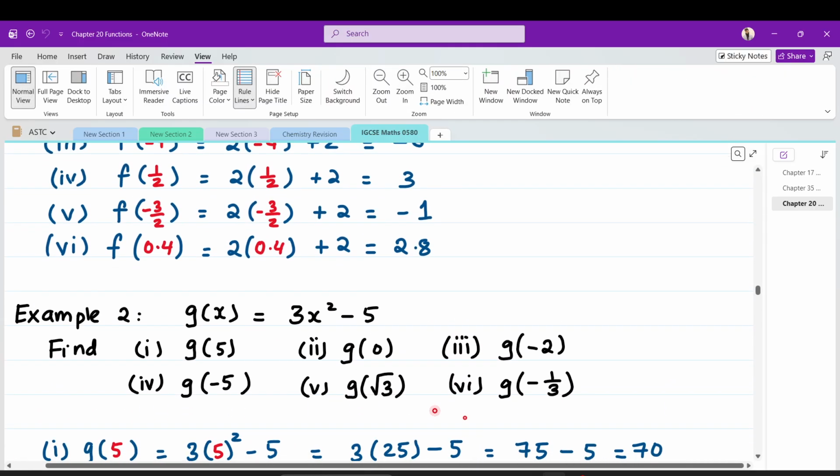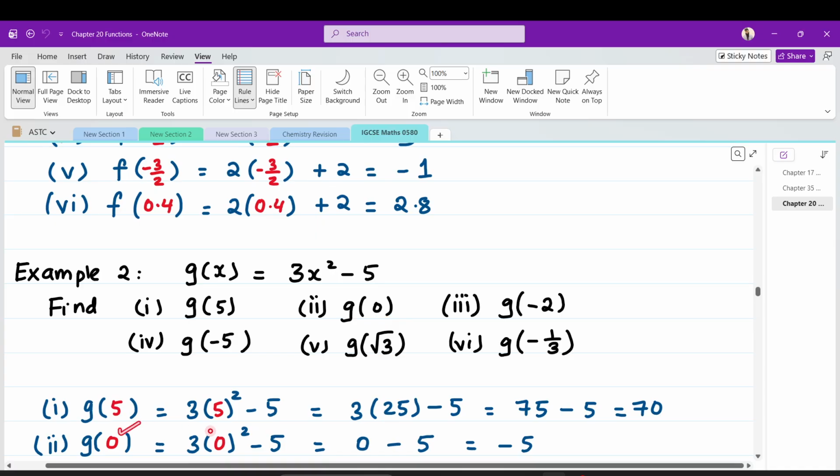Okay, all right, second one is g of 0. So 0 comes over here and it comes over here. So this whole term becomes 0. You'll be left with just minus 5.